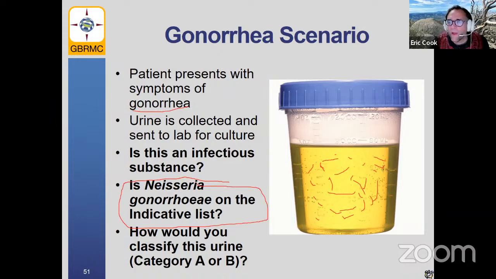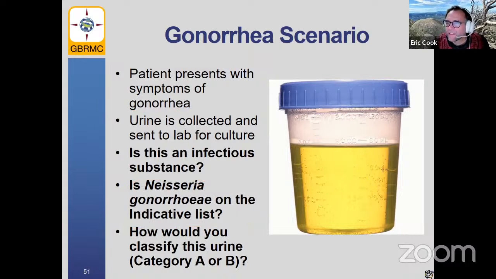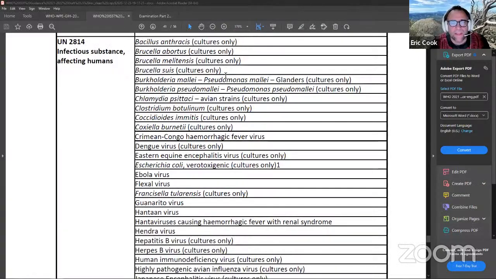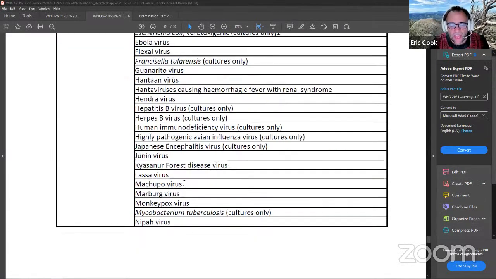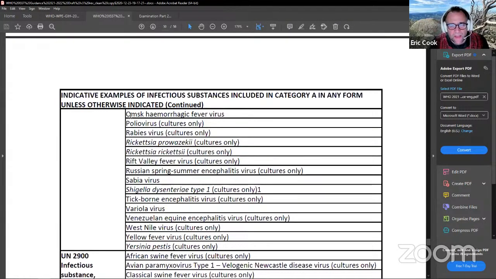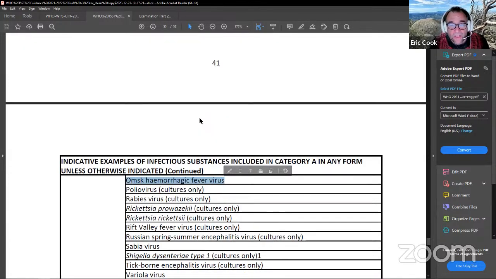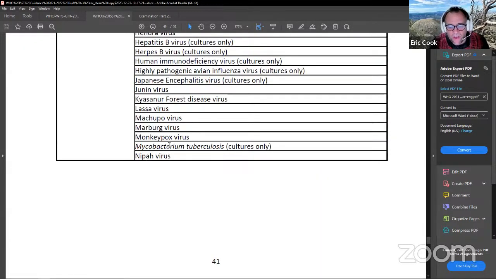So go ahead if you want and look on the indicative list. Let's pull up the list. That's going to be on page 41 of the WHO document. So here is the list. We're going to look under the N. So we have Nipah virus, we have Mycobacterium, and then on the next page we have Omsk hemorrhagic fever. So notice there's no Neisseria gonorrhea. So the bacteria is not on the list.